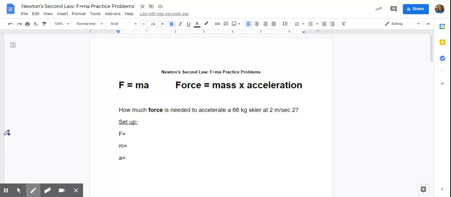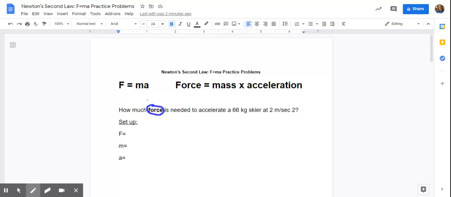You're going to get a problem, right? Just a word problem, and it's going to look something like this. How much force is needed to accelerate a 66 kilogram skier at 2 meters per second squared? The first thing you need to look at is what is it asking for? What do we want to know? It's asking us for how much force is needed. And so that's what I don't know.